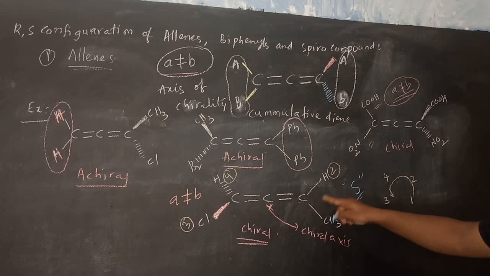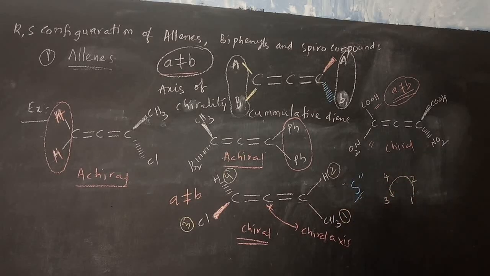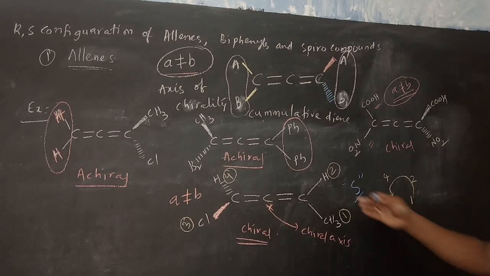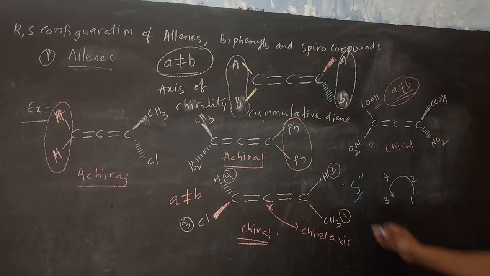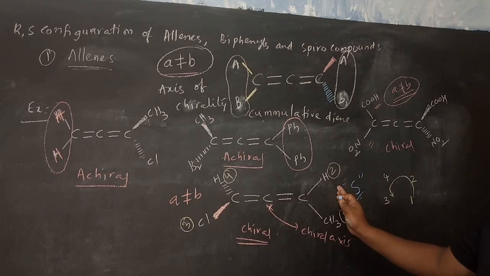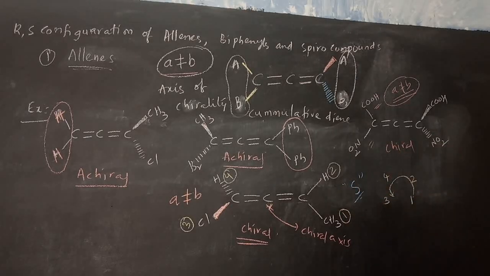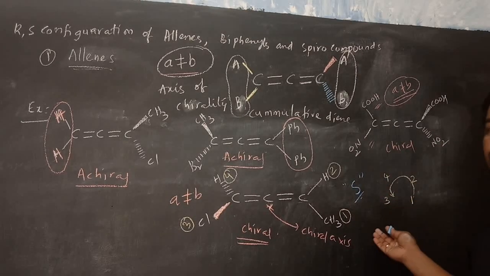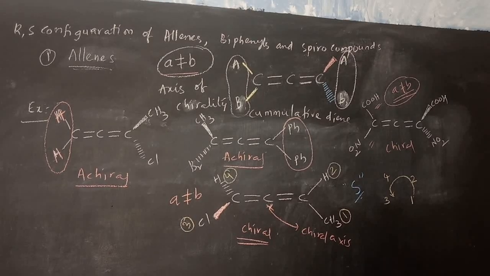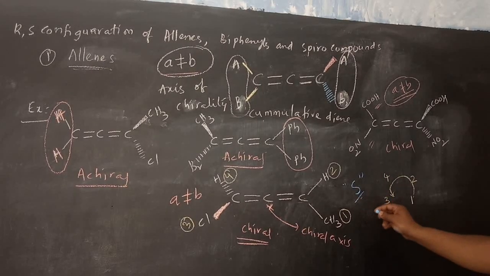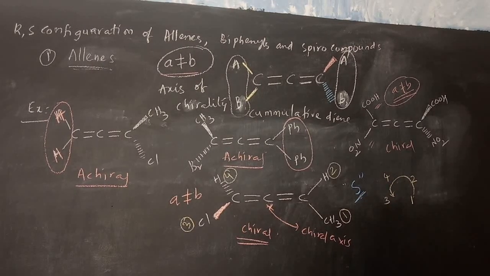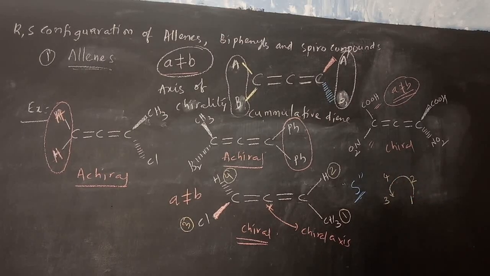We can also write its mirror image isomer. If this isomer's configuration is S, then its mirror image configuration will be R. So it is the reverse of this configuration. This is S configuration. So this is the simple way to assign.